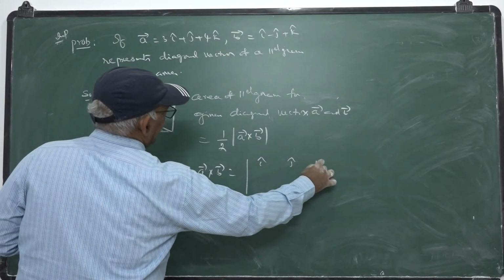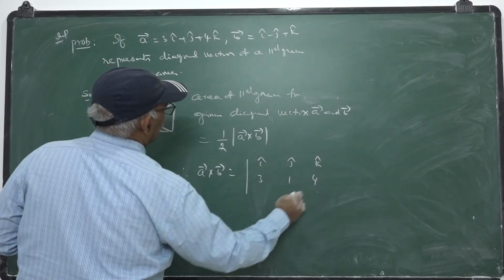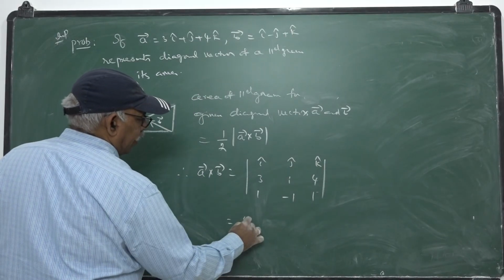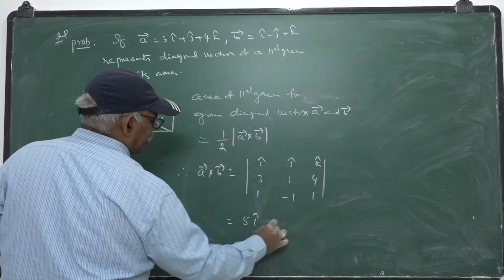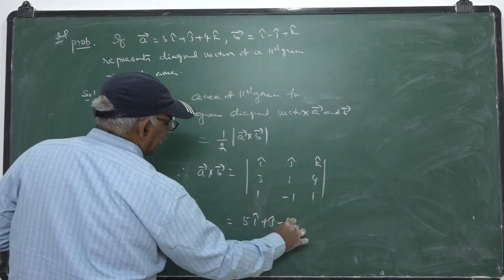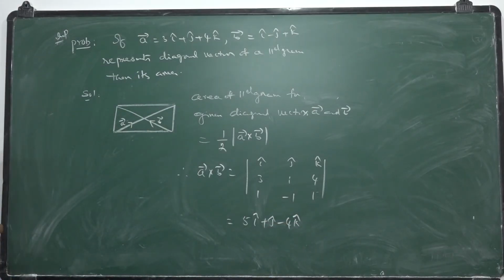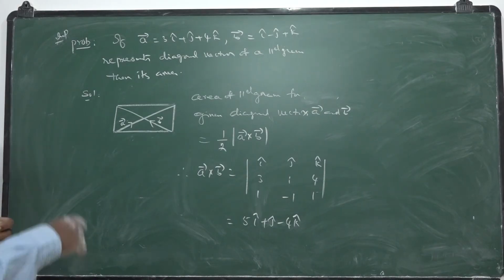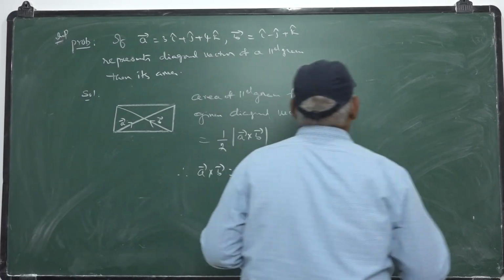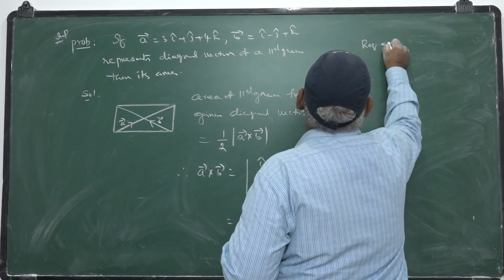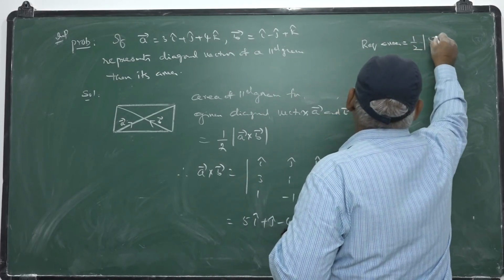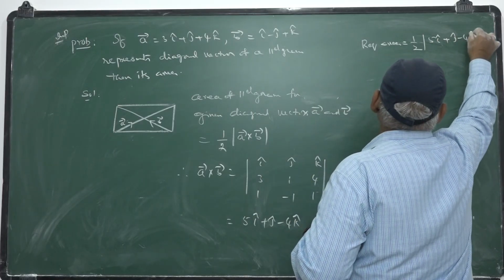That is the determinant with i, j, k; 3, 1, 4; 1, minus 1, 1. This gives 1 plus 4, 5i; then 3 minus 4, minus 1, so plus j; then minus 3 minus 1, minus 4k. This is A bar cross B bar, obtained by evaluating the determinant. Now the required area equals half the modulus of A bar cross B bar, that is 5i plus j minus 4k.